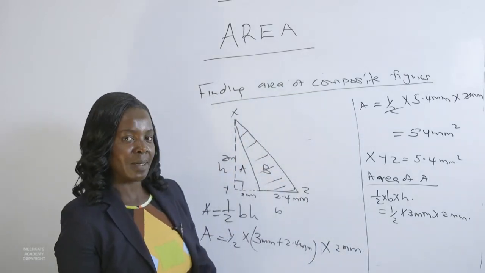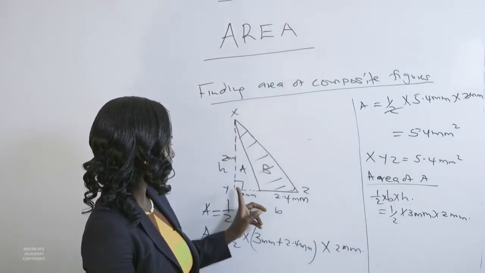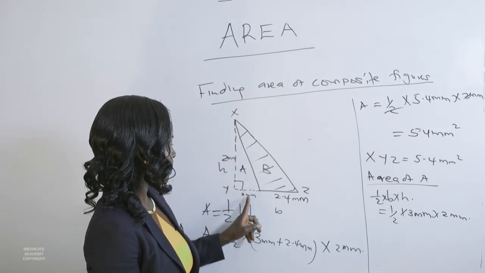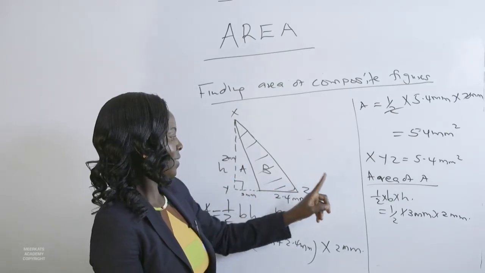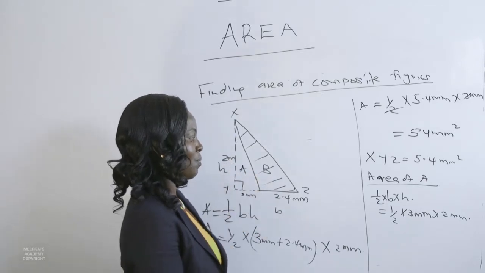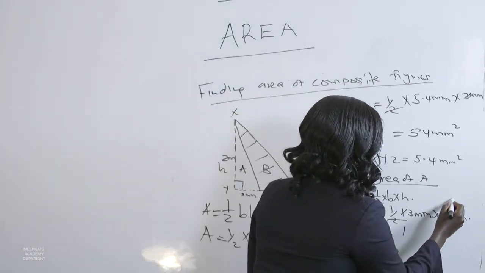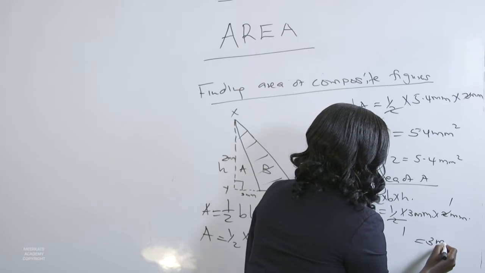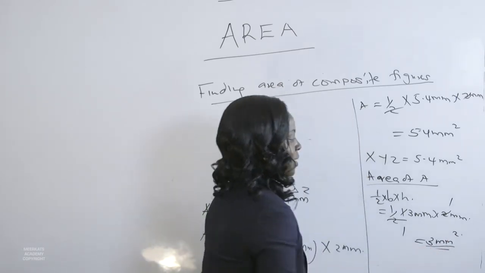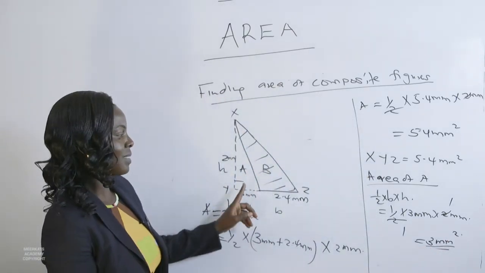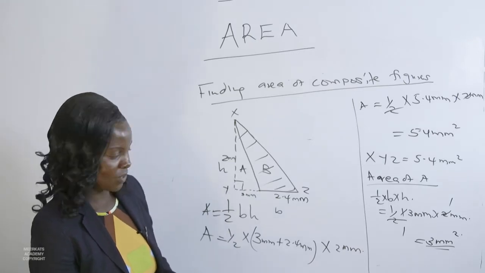So for the area of A, we have the base being 3 millimeters. It is only from here to here, 3 millimeters. And then we have the height, which is still 2 millimeters. 2 and 2 also cancels. The area of A then is 3 millimeters square.